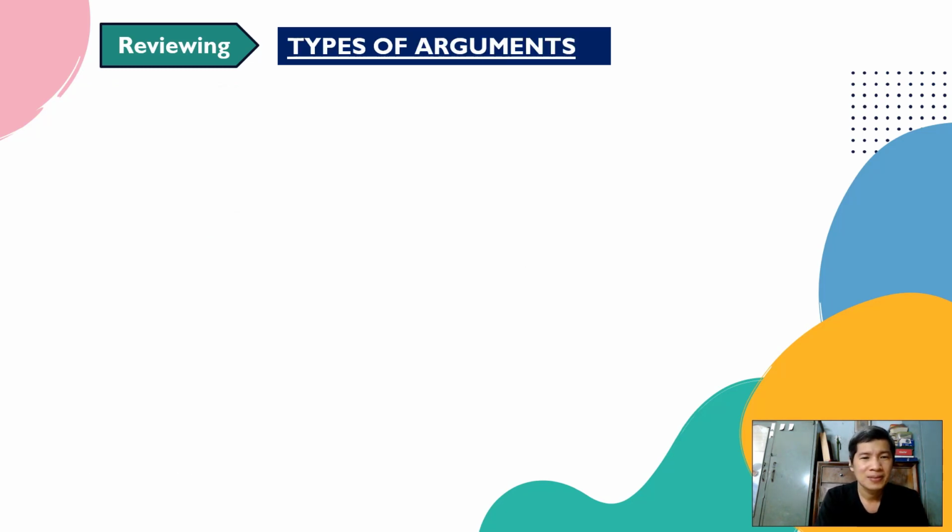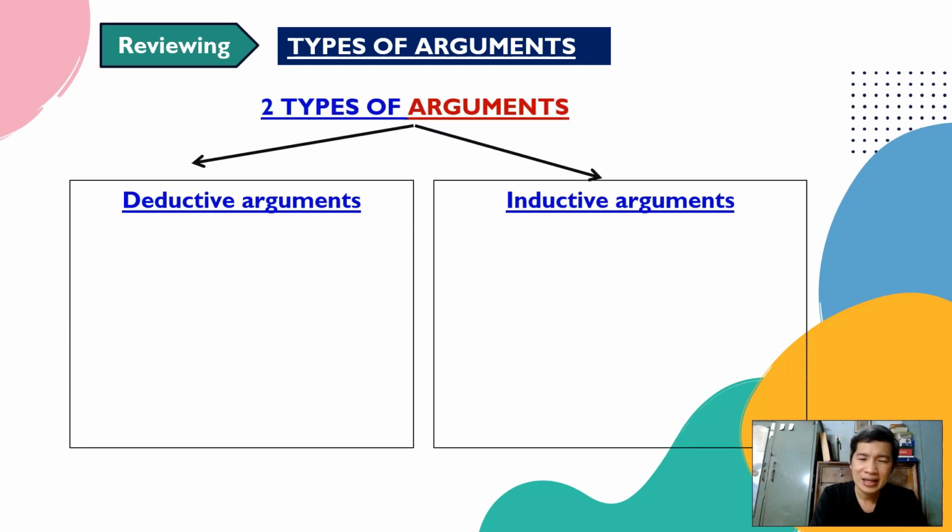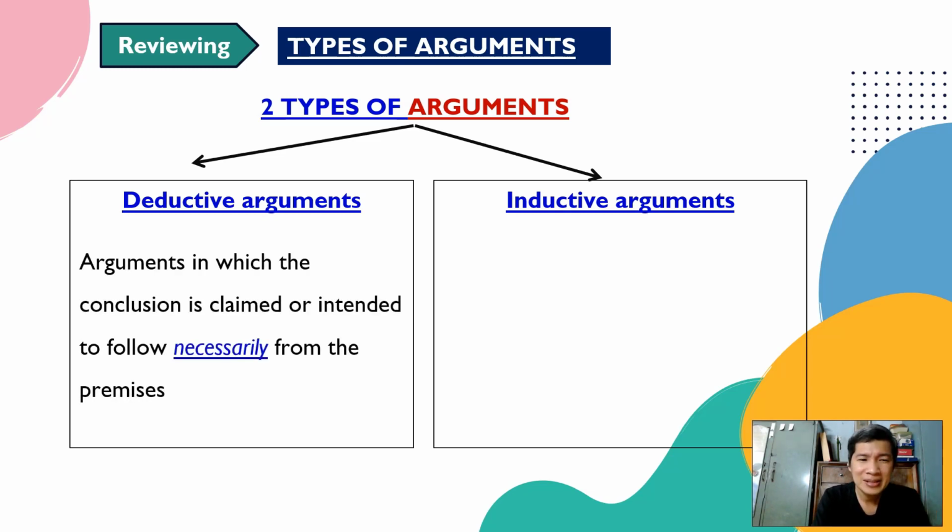arguments. Now there are two types of arguments, you know already. We have deductive arguments and inductive arguments. Still remember the differences? The very basic difference. Yeah, deductive arguments are the arguments in which the conclusion follows necessarily from the premises. It means from the premises there should be just that conclusion. Remember? Yeah. If you agree with the reasons, you have to go with that conclusion.